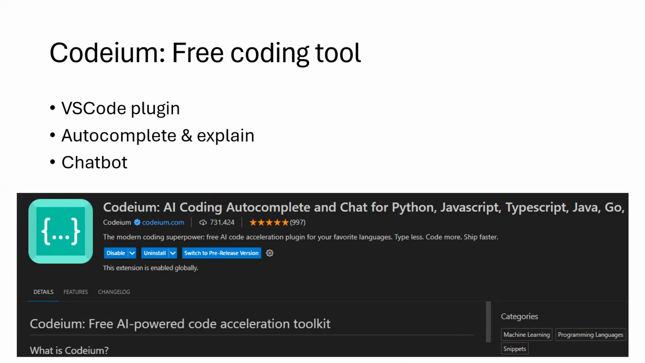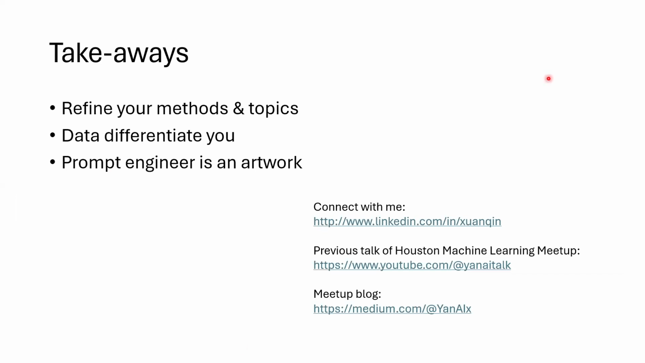So at last, I hope you can have some takeaways today. First, we need to refine our method and topics if we want to achieve great success. Nowadays, we can access great large language models such as ChatGPT, but what really differentiates you is your data. Data is like the blood, while the model is like the bone. The blood and muscle can really make us outstanding. And prompt engineering is an art that can really make the large language model understand you and provide the answer you wanted.